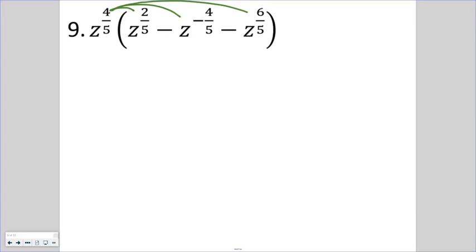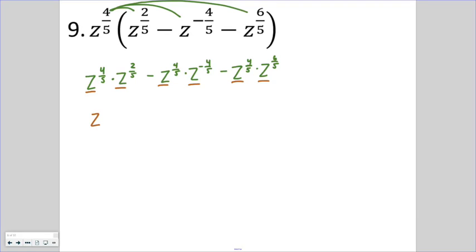So what that looks like is that becomes z to the 4/5 times z to the 2/5 minus z to the 4/5 times z to the negative 4/5 minus z to the 4/5 times z to the 6/5. And then when we've got bases that are the same, that are being multiplied, so in this case we've got z's being multiplied together, the rule is we just add the exponents. So this is z to the 4/5 plus 2/5 minus z to the 4/5 minus 4/5 minus z to the 4/5 plus 6/5. All right, simplify.